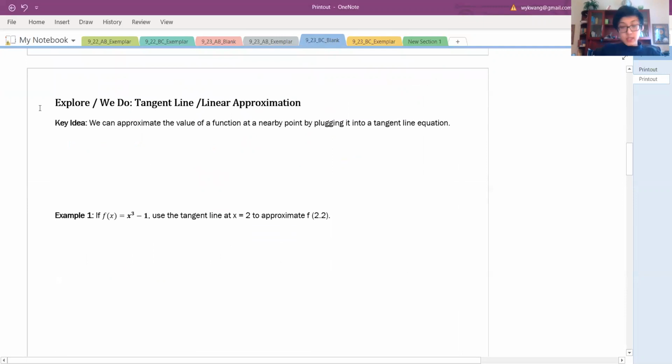So here's what we're going to be looking at today, which is tangent line / linear approximation. So it's like tangent line / linear, and then the approximation is by itself. A lot of times if you look online and Google stuff about it, it's just going to be called linear approximation. But I would like everyone to write down the key idea, which is that we can approximate the value of a function at a nearby point by plugging it into a tangent line equation. So I'm going to give everyone like 20 seconds or so, just to copy that key idea down. And then I'm going to illustrate that really quick.